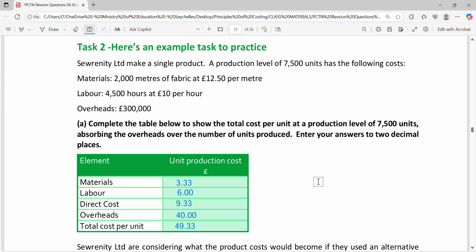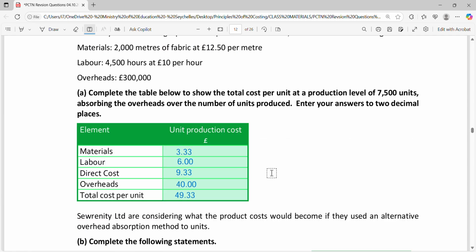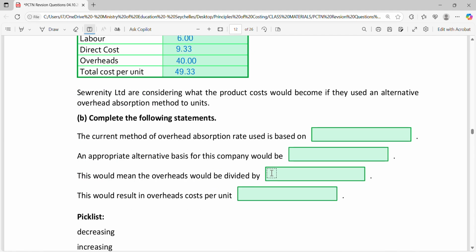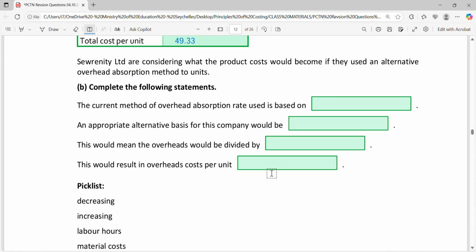Then you have the total cost per unit, the 9 plus 40. This would be 49.33. Okay. Very good. That's part A of this question.